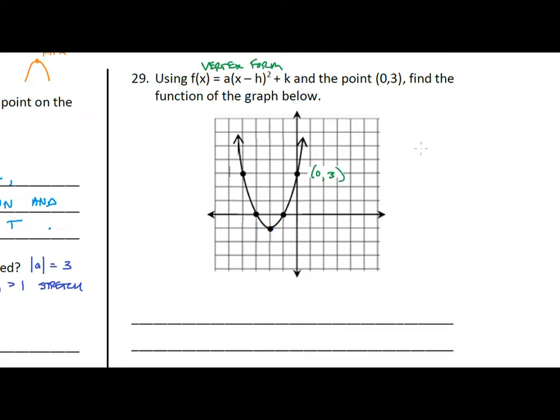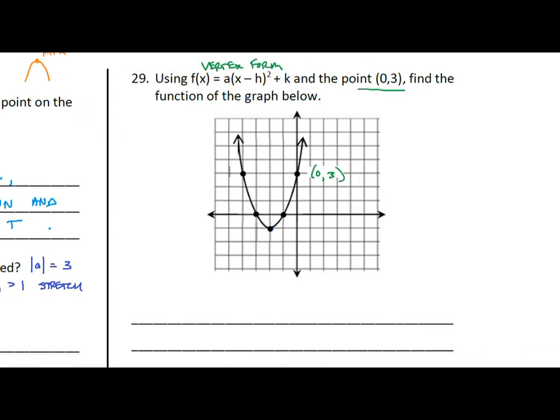Okay, find the function of the graph below. Well, the way we find the function of a graph is we find the vertex. We find any point on the graph. In this case, they want us to use 0, 3. And from those 2 points, we find what our a value is. Once we find our a value, we know our h value. That comes from the vertex. We know our k value. That comes from the vertex. And we'll have our function.